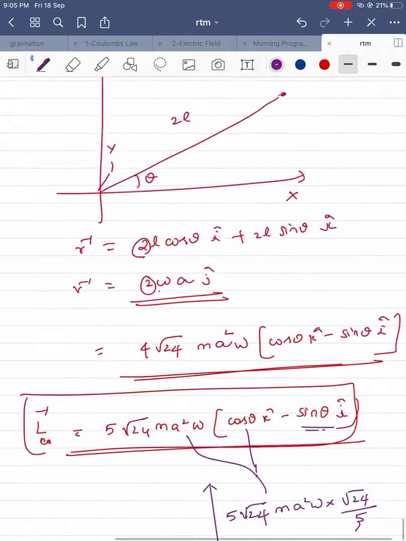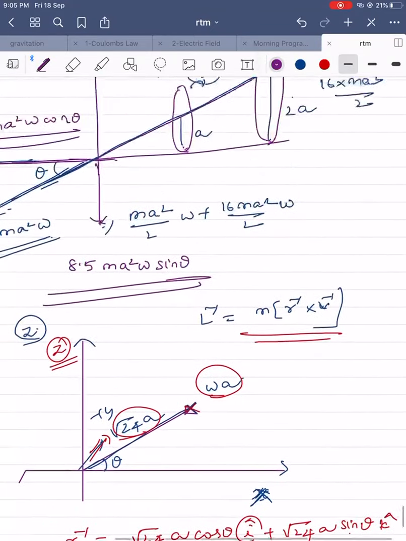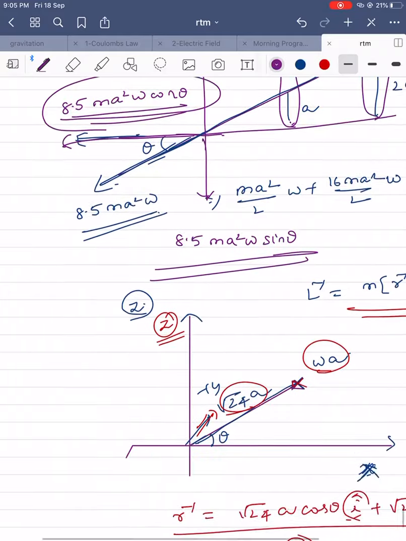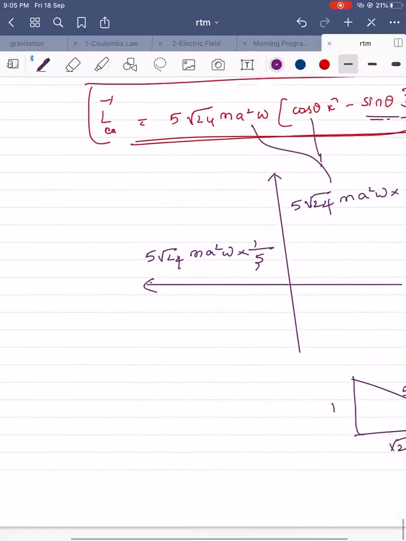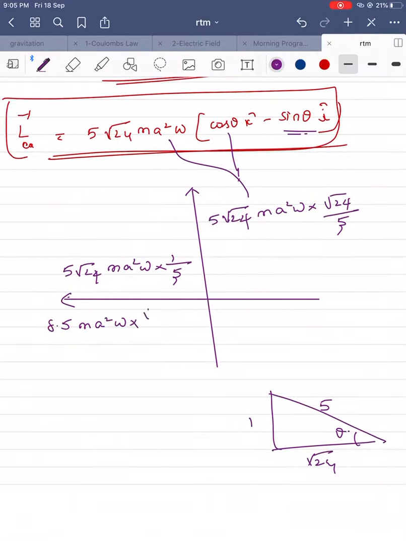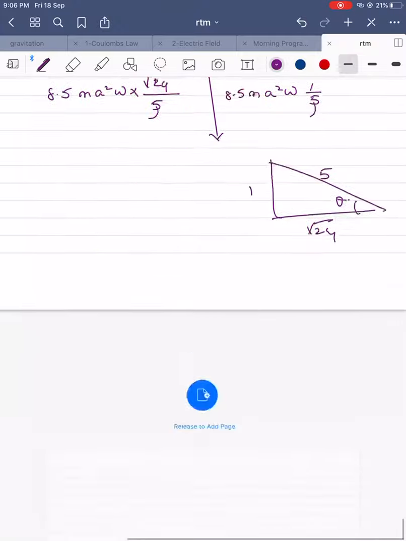And the linear, rotational part we did. What is the rotational part? So 8.5 m a square omega cos theta in this direction, left direction. 8.5 m a square omega cos theta. So cos theta is equal to root 24 upon 5. And the downward direction, 8.5 m a square omega sin theta. Sin theta is nothing but 1 upon 5. So this is your task. Up to you it is.